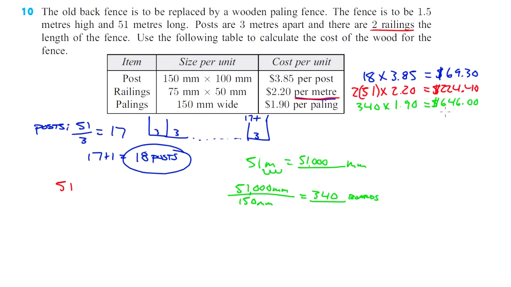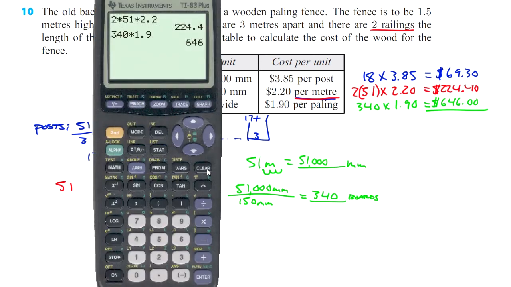Okay, so we add those all up. Let's see, 646 plus 69.30 plus 224.40, and we get $939.70.